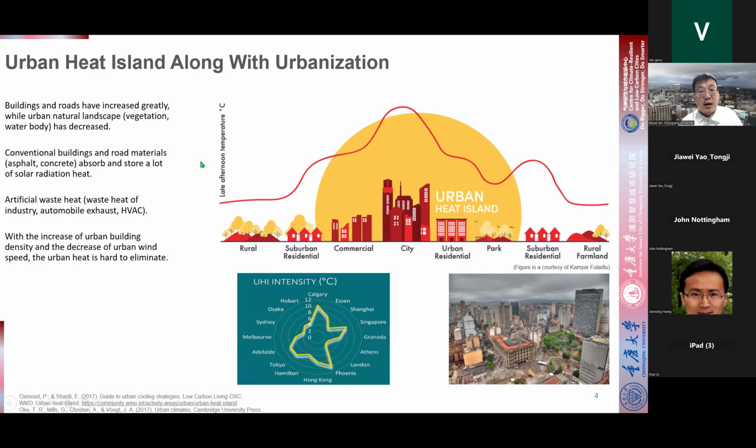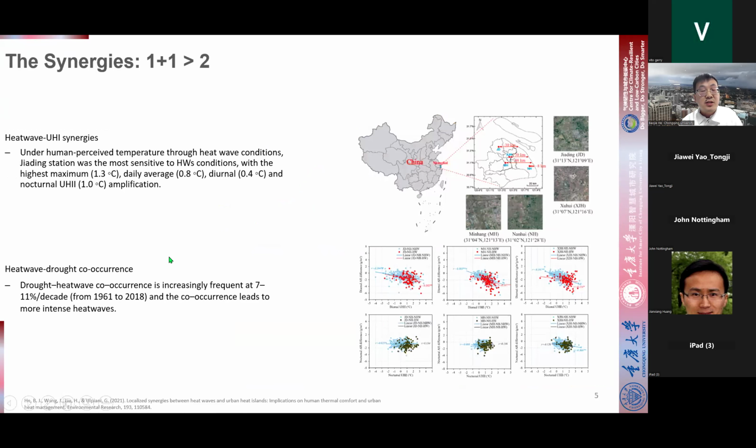So I would like to highlight the synergies of the heat waves and the heat islands. This has been neglected in past studies. According to our studies in Shanghai, we found that during the heat wave period, the heat island effects can be amplified by 1.5 degrees C.